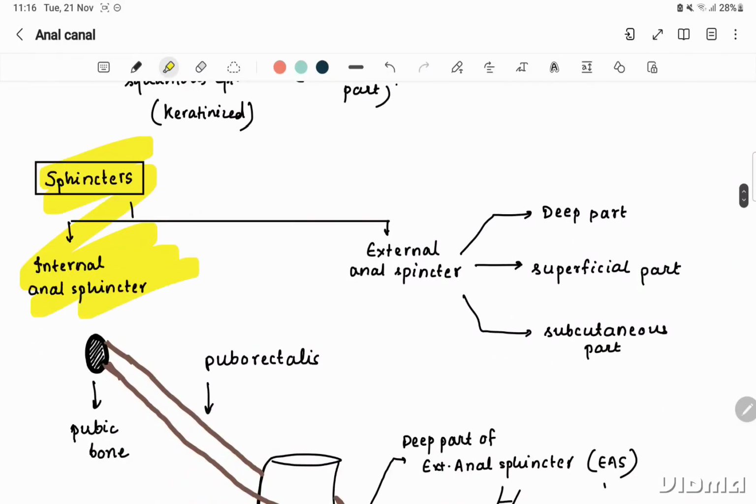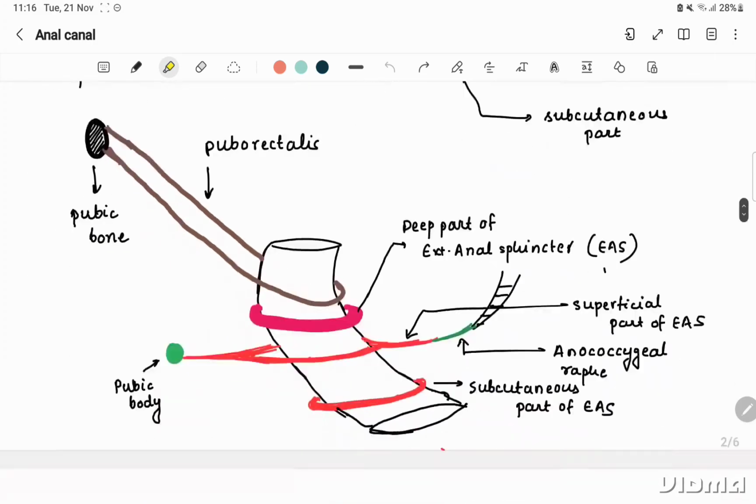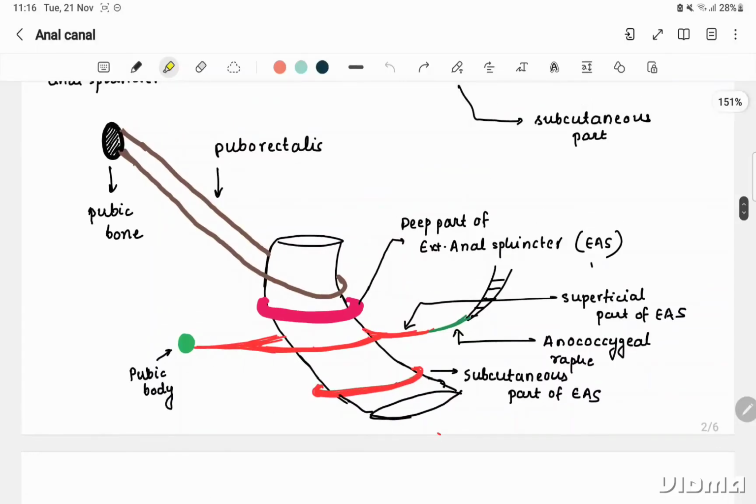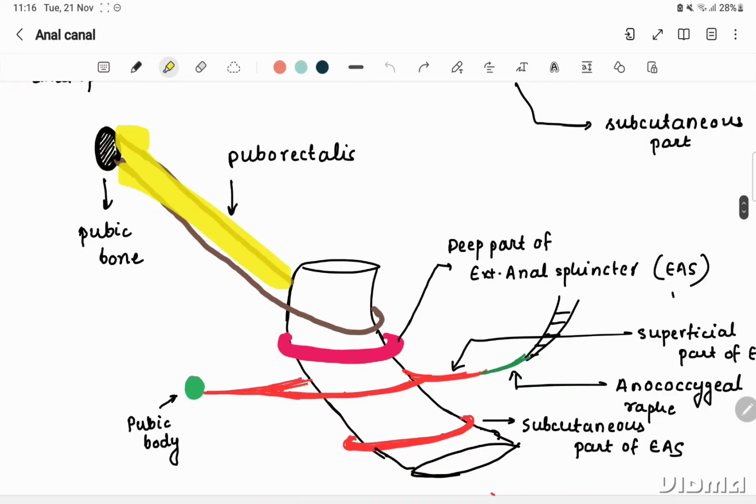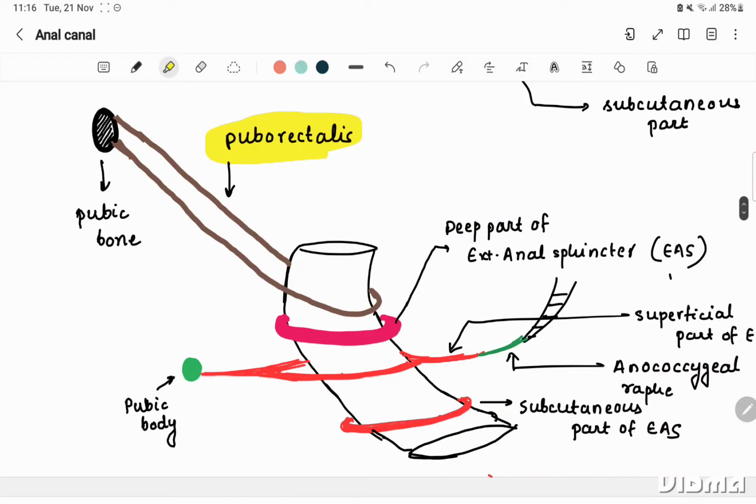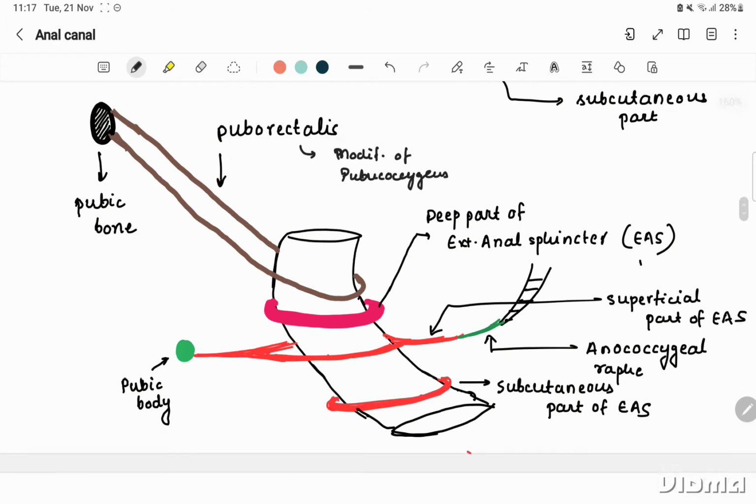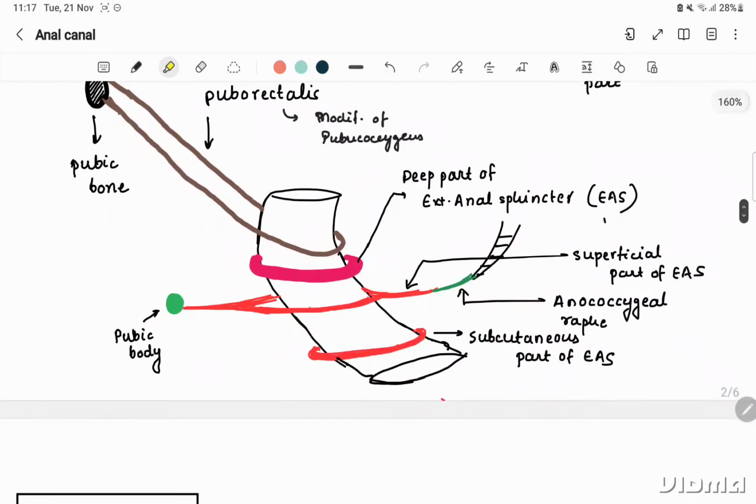Talking about sphincters, we have the internal anal sphincter and the external anal sphincter. The external anal sphincter has a deep part, a superficial part, and a subcutaneous part. Let's see how the anal sphincters are arranged. We have the pubic bone here, and the puborectalis muscle. The puborectalis muscle was covering the opening of the anal canal. We know this puborectalis muscle is a modification of the pubococcygeus. Understood?